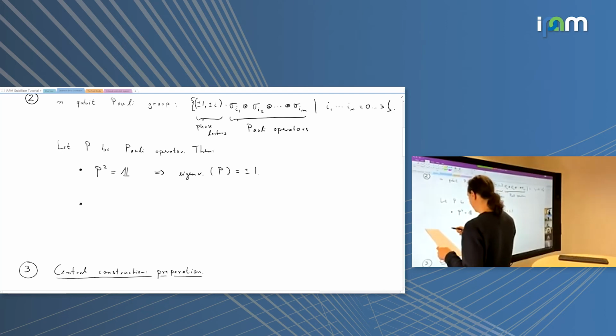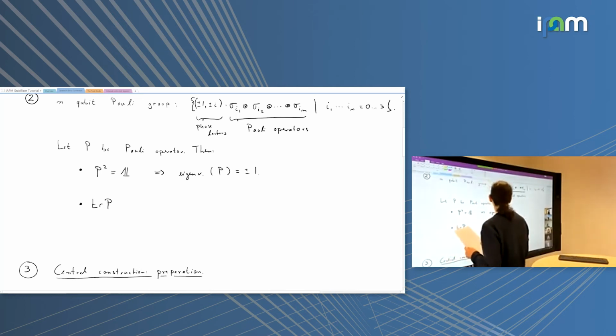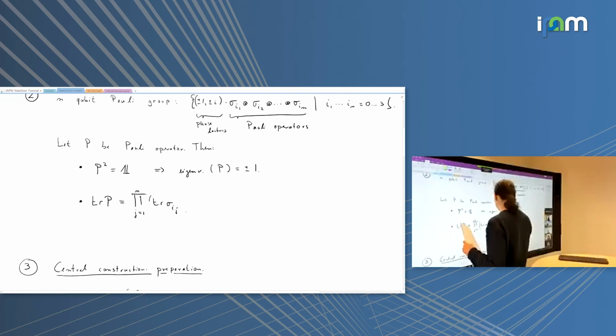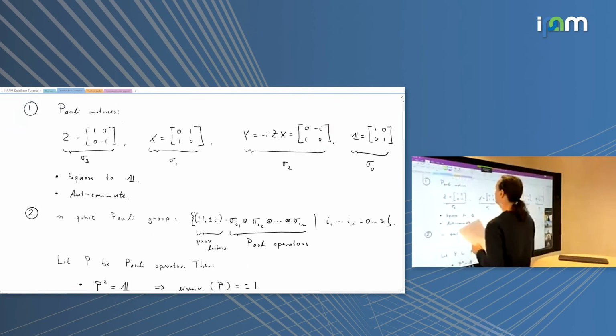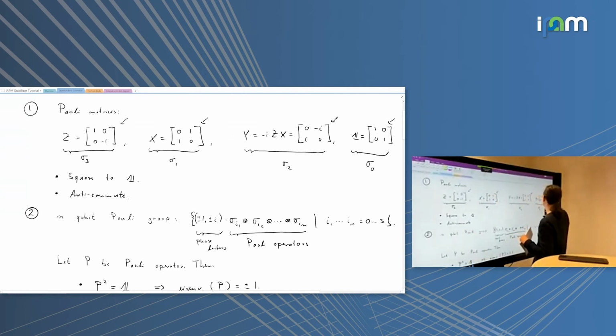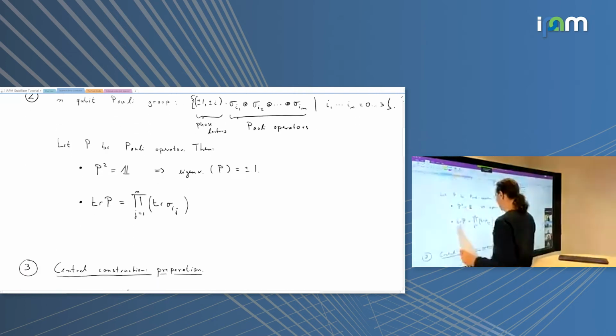And here's the second property we'll need, namely, I will have to be able to compute the trace of a Pauli operator, but that's also very simple because the trace of a tensor product is just the product of the traces. So it's the product from i ranging from 1 to n of the trace of sigma i_j. And now, what is the trace of Paulis? Well, let's go up. The trace is 0 here, it's 0 here, it's 0 here, and it's 2 here. So the trace is 0 unless we hit the identity, in which case the trace is 2.